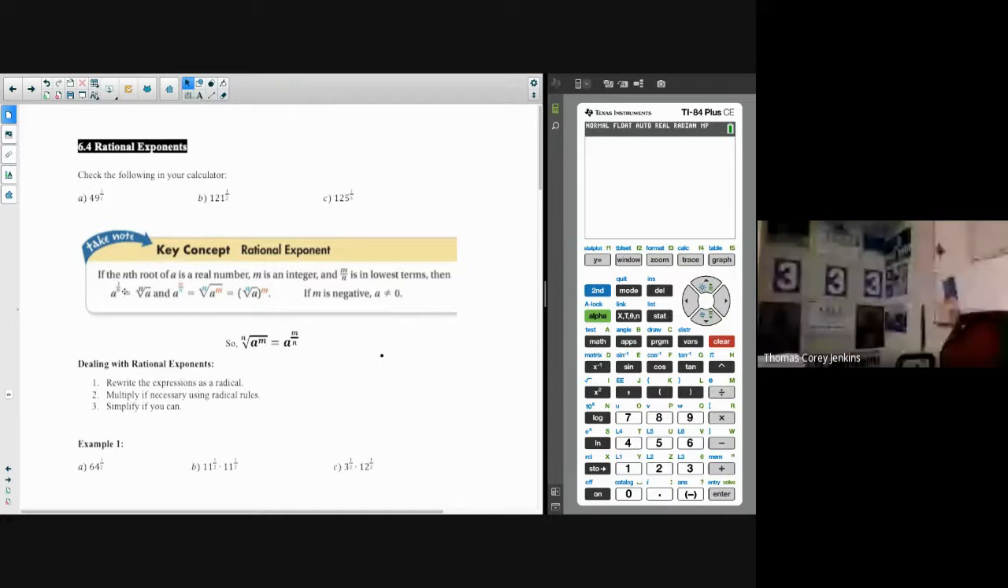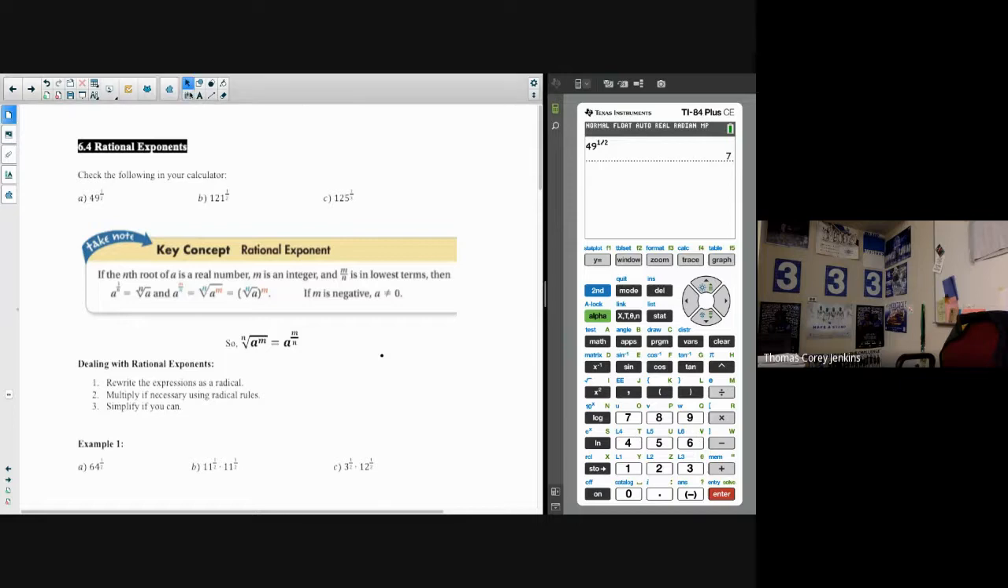Okay, so here's a good diagram. Let's check the following in your calculator. So let's do that to start: 49 to the power of 1/2. Remember, you're going to use the caret key there, and then 1/2 would just be 1 divided by 2. And it says 7.